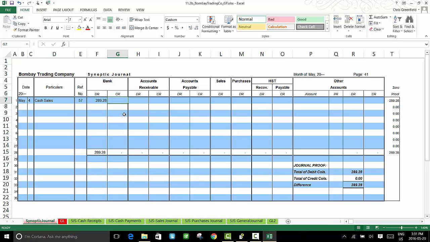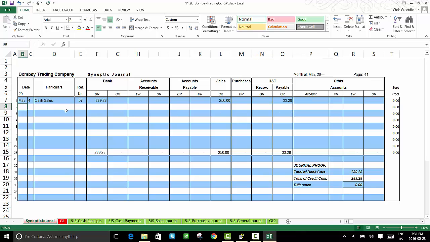The next entry I'm going to put in is in my sales account, my credit for $256. And then the last one is my HST payable for $33.28. There you go. Now we should have a zero proof there. We do, and we're good to go. The difference overall is 0 as well, so we can now move on to our next transaction.